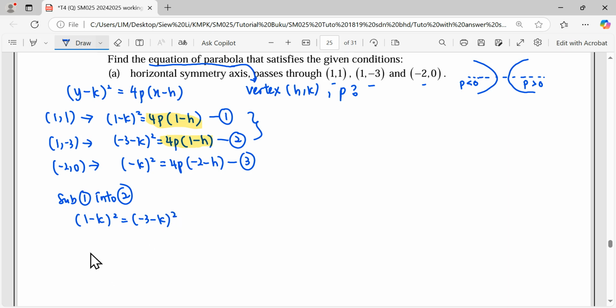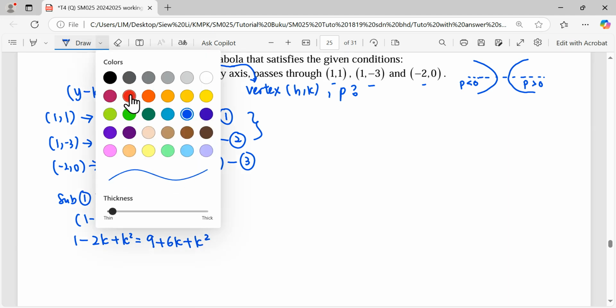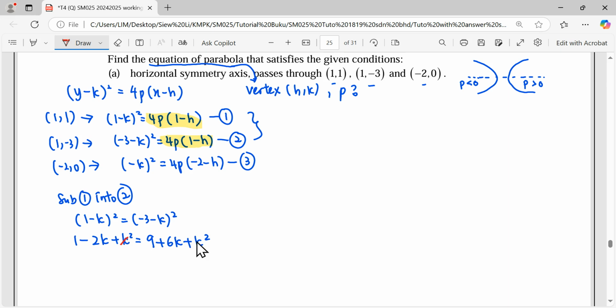For this quadratic, we expand and rearrange to find the k. Expand this: a squared, 2ab, and b squared gives us k squared. Again, expand a squared, 2ab, b squared. So we rearrange and simplify the equation. We have k squared and k squared, which cancel out. Then this one minus 6k, we get negative 8k. The constant, we move to the right hand side: 9 minus 1 is 8. So k, you can get negative 1.